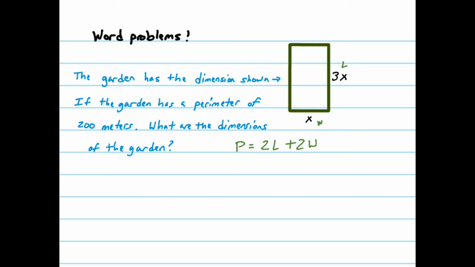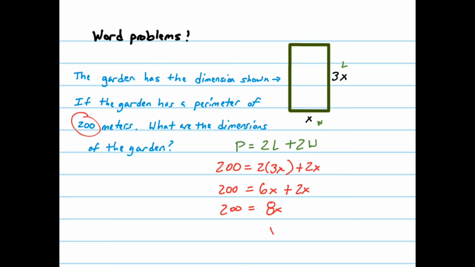So now we just need to plug in what we know in order to solve for the actual dimensions. We know the perimeter is 200 meters. So 200 equals 2 times 3x plus 2 times x, or in this case, just 2x. Here we can simplify. 2 times 3x is 6x, so 6x plus 2x equals 200. This gives us 8x. 8x equals 200, so that means we're going to divide by 8.